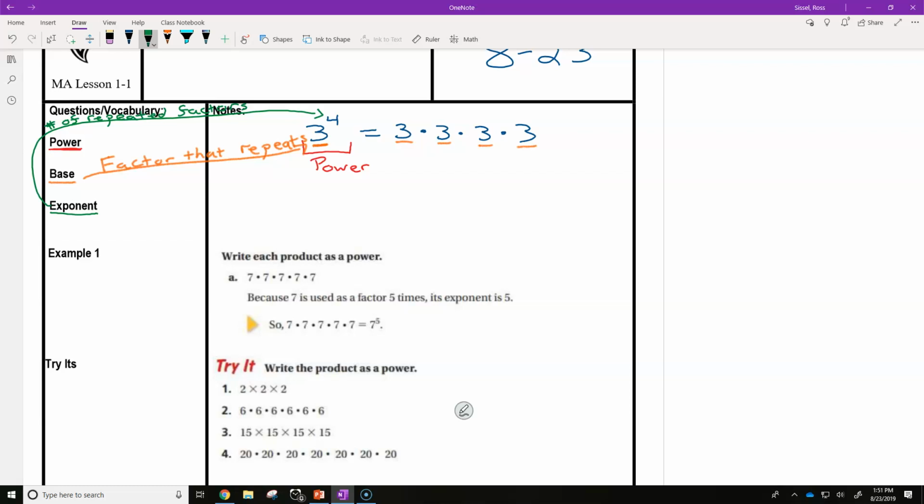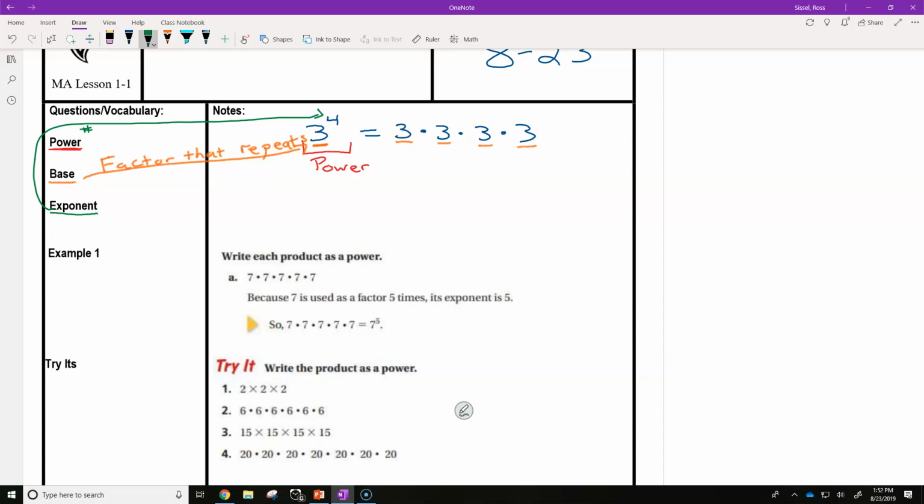Our vocabulary is important enough that we are going to end up using it to play a game. Not today, but we'll get to different activities and games where you have to know your vocab. What does it say on that green line? The green line says number of repeated factors. I'll rewrite it so you can see it a little bit better.